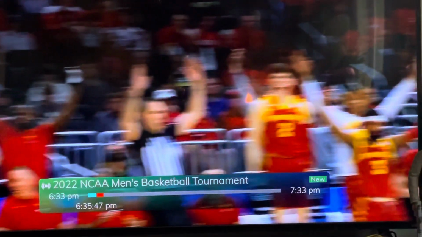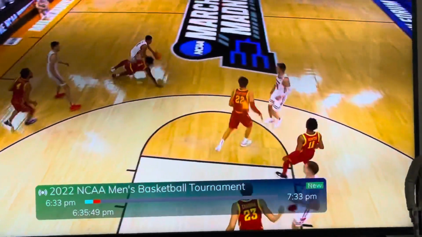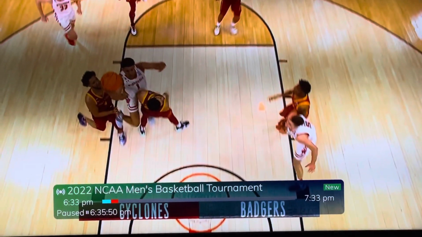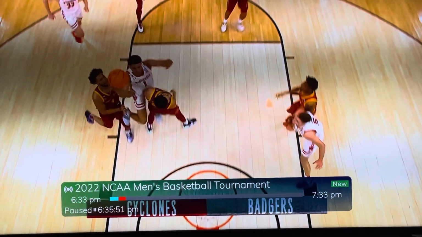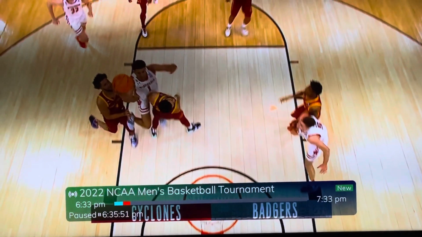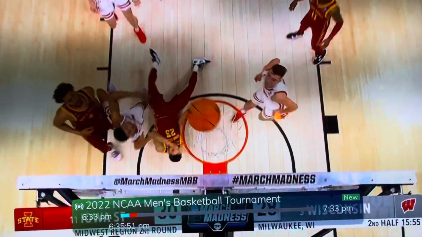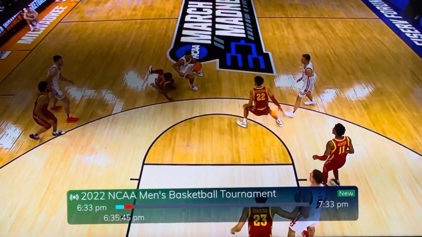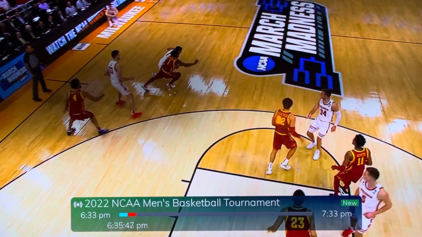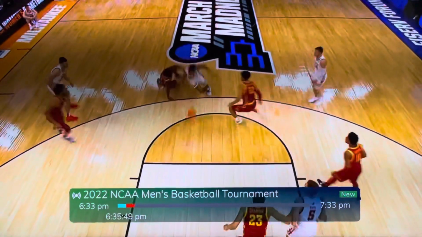Well, let's catch it again. Right here. See his shoulder? See, for it to be a charge, he has to be squared up. See, he's not squared. See that? You can tell he leaned into him. He leaned into him to make the contact. So it shouldn't have been a charge. Not only did they give this player a foul, they took a basket away from him.